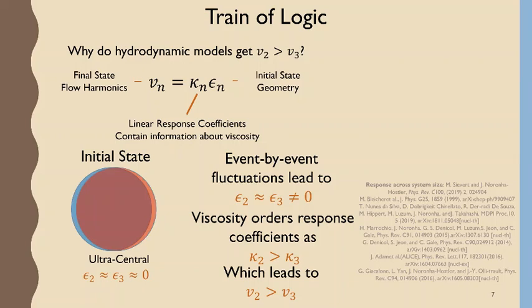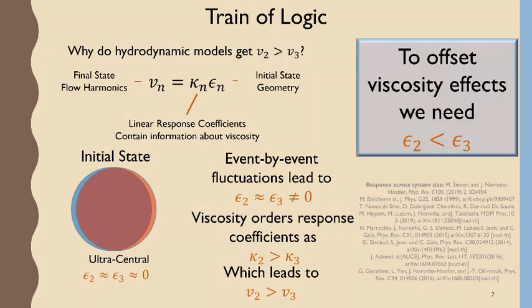Outside of messing around with viscosity and the hydrodynamics, we want to try and offset the effect of viscosity by having an enhanced epsilon3 compared to the epsilon2. And so this might be a way to account for this mismatch and solve the puzzle.